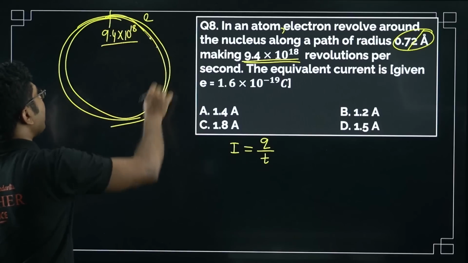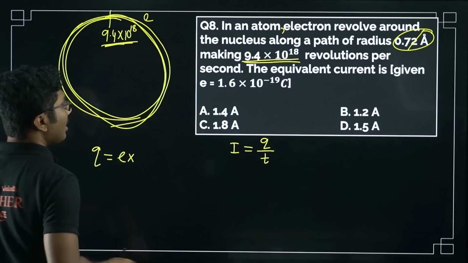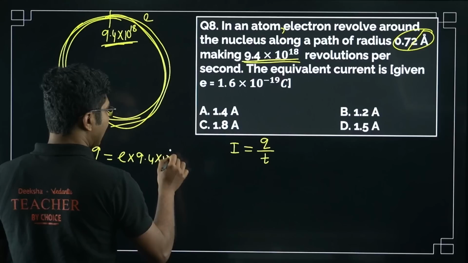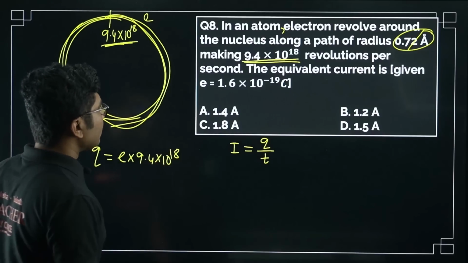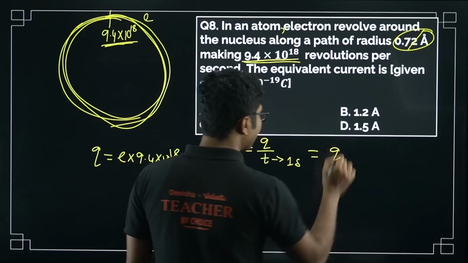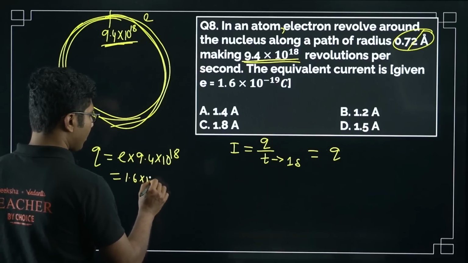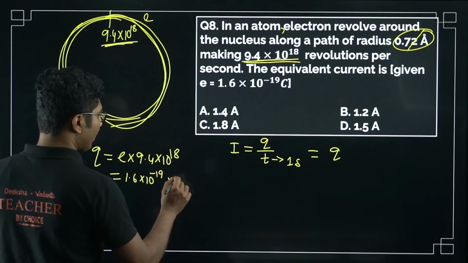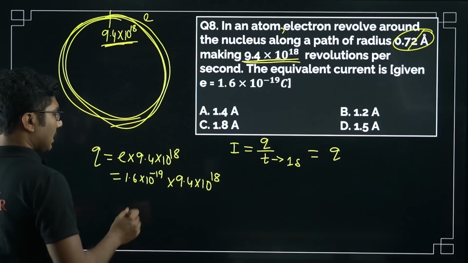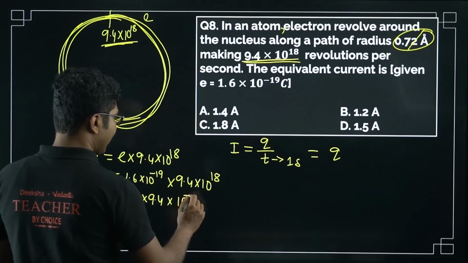Now if it is rotating this many times, what is the total charge? So total charge will be E into the number of revolutions, that is 9.4 into 10 to the power of 18. This is the charge. Okay, so this is happening in 1 second. So T is equal to 1 second. So basically I is equal to Q only. So you need to just find this Q. So what is E? E is 1.6 into 10 to the power of minus 19 and into 9.4 into 10 to the power of 18. Okay, so it will be 1.6 into 9.4 into 10 to the power of minus 1.